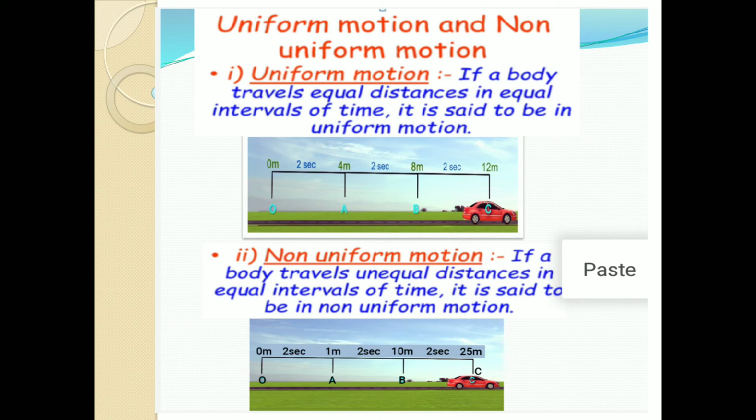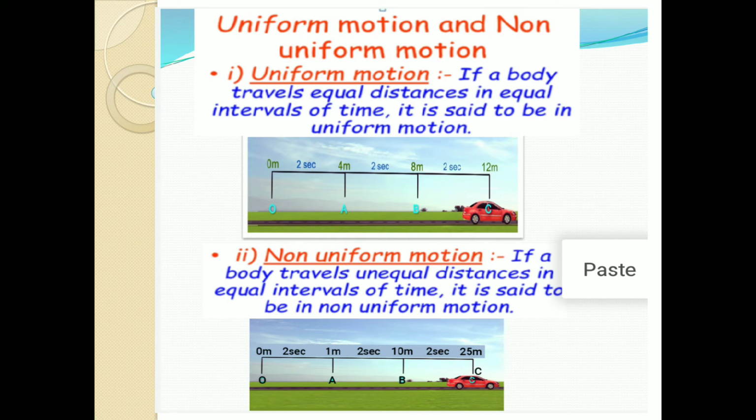For example, you see here time is 0, 4, 2 seconds, 2 seconds, 2 seconds, for each 4 meters. A car covers 4 meters in each 2 seconds. This we can call a uniform motion.